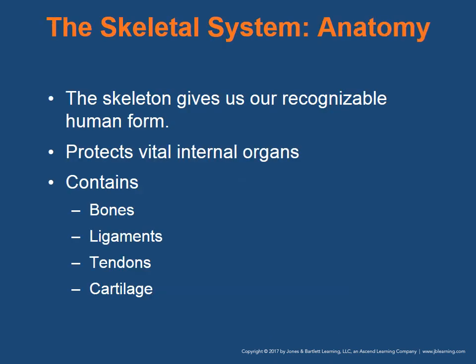So the skeletal system is the first system that we'll talk about. It gives us a recognizable human form, gives us our shape, it allows us to move. It's our muscles attached to our bones that allow us to move. It protects vital internal organs. If you think about the rib cage, it protects our lungs, it also protects our heart.